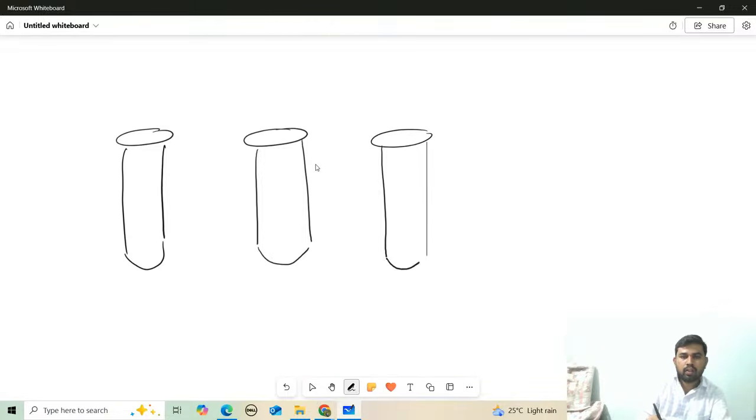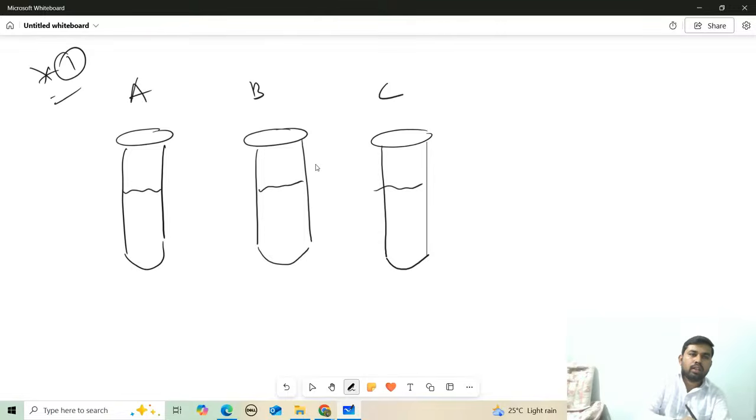Okay, three test tubes are there. Here we don't know which solution is which. Let me label them as A, B, and this is C. This is a blue question of acid.